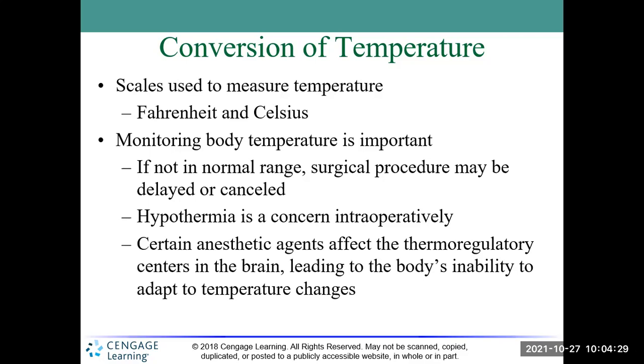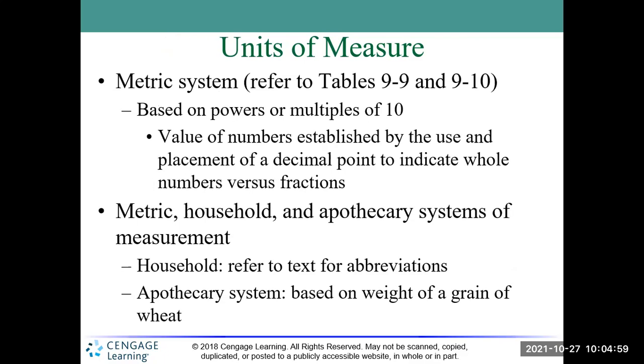And then there are certain medications used by anesthesia that can affect the thermal regulating center in the brain, so the body's ability to adapt is inhibited. We have ways of counteracting that. We have heating blankets and air blankets, things that will help warm up the body. And we also can pack a body in ice if we're looking at too high of a temperature.